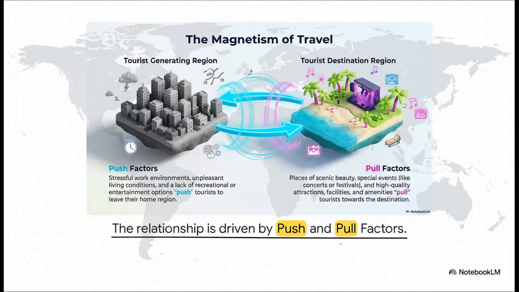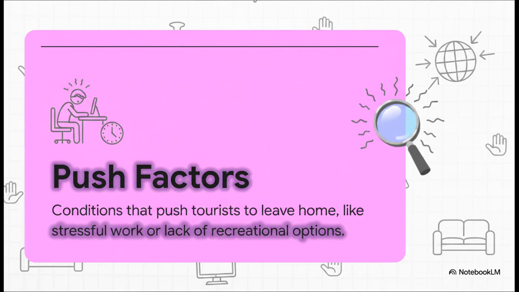You see, every single trip starts with this basic dynamic. On one hand, you have a tourist-generating region. That's just home, where you live. And on the other, you've got a tourist destination region. That's where you want to go. The whole relationship between these two places is powered by two forces you need to know: push factors and pull factors. So, push factors. These are pretty much all the reasons you desperately want a vacation. Think about it. A stressful job, maybe not so great living conditions, or just being bored with nothing to do on the weekends. It's the daily grind that's literally pushing you out the door.